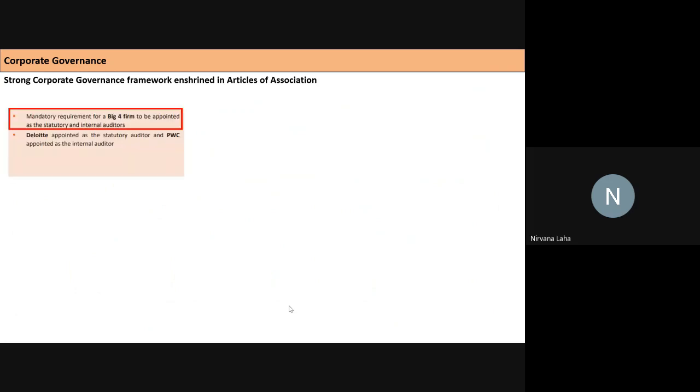So one of the requirements is a Big Four firm is going to be the statutory and internal auditors. Yeah. So this is from their 2019 PPT. Since then, they have relaxed this requirement because I think the Big Four is very costly. So they are a small firm making low profit. They have relaxed it, but their current auditor is MSKA, which is, I think, the fifth best firm in India. So this standard still holds. They want their firm to be audited by the best of auditing companies.